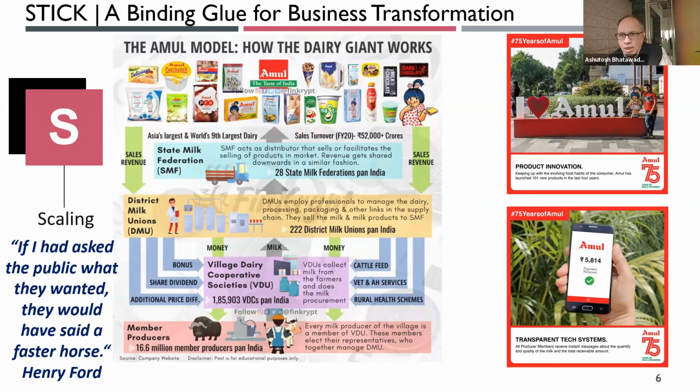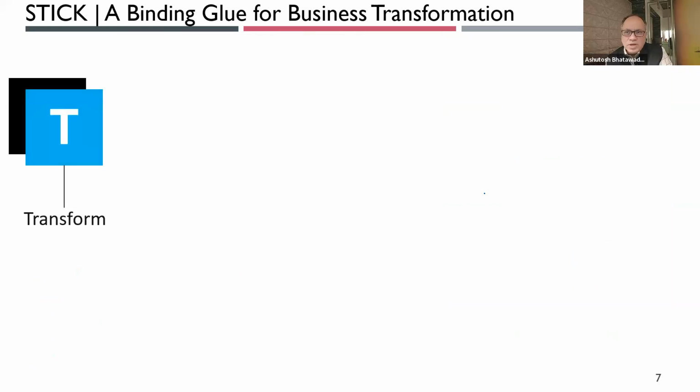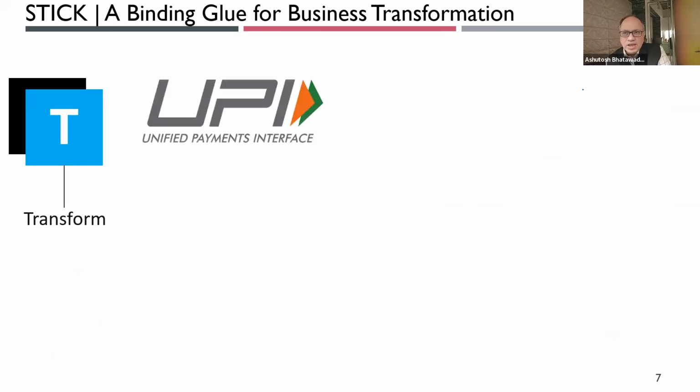T is for transformation, and many times we make a mistake here because we do something which is more like a transition, but what is needed is a transformation. There's a difference between transition and transformation. The next example you're going to see is actually a transformation.